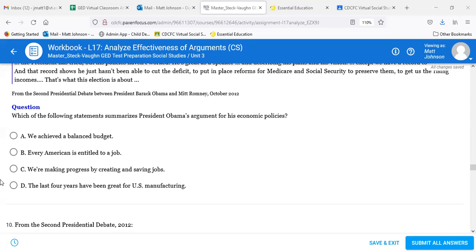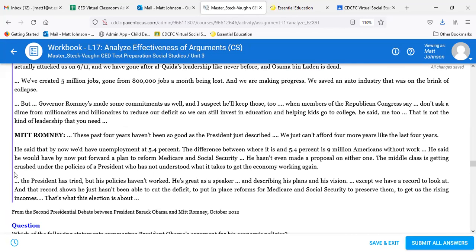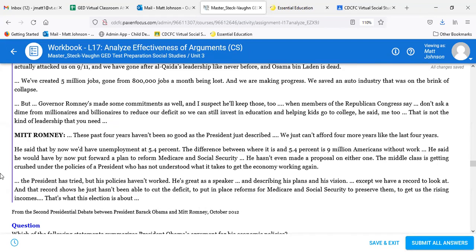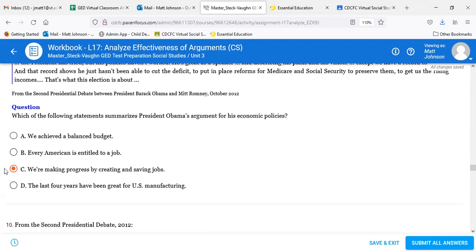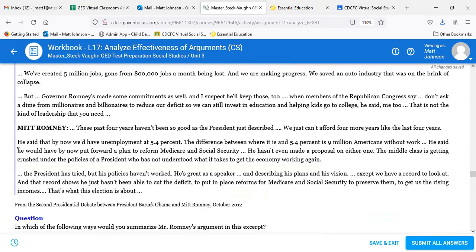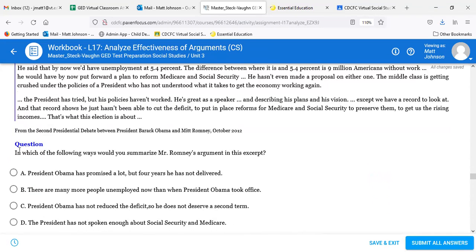Is it C? Yeah, he's making an argument there that they've made progress. They're getting jobs back. They've saved them. That really comes down to when he says we've created 5 million jobs, gone from 800,000 jobs a month being lost. So they're preventing those jobs from being lost, and they're adding new jobs there. So 9 is C as in cat. Again, same passage for number 10. So how about Christiana? We'll get back to you here for number 10.